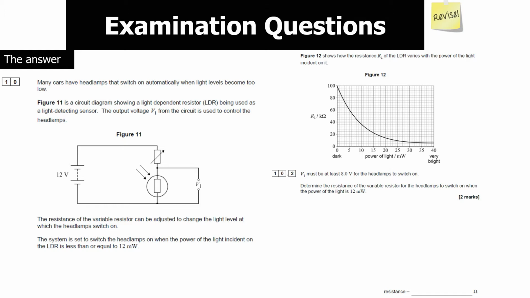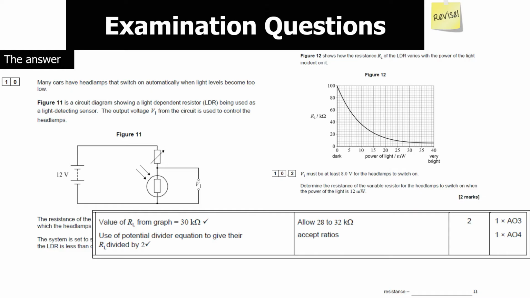Right, so what you've got to be able to do in this question is work out what value is needed from the graph to be working through. So straight away we can see that the value of RL is going to be 30 kilo ohms, because if we look up here we can see that the power is 12 milliwatts.